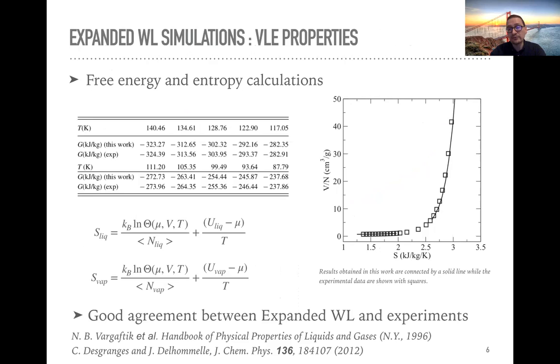And well, here are a few results. The table shows the Gibbs free energy along the vapor-liquid coexistence, and on the right-hand side, the entropy of the two phases at coexistence. We have here the comparison of the experimental data, shown as squares, with respect to the expanded one-Landau results for argon, shown here as a line. So we see that there is a nice agreement between the two sets of methods.